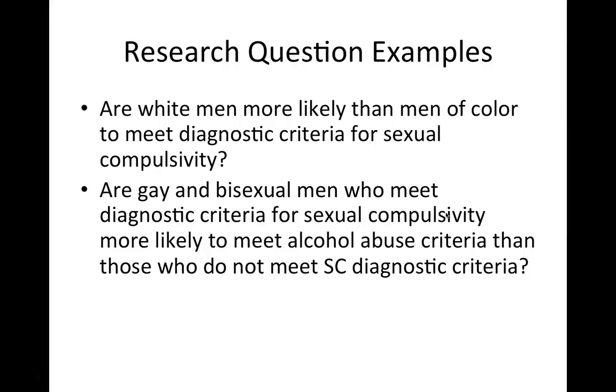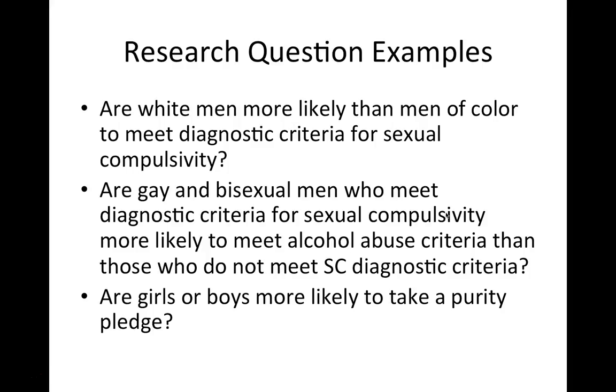Are gay and bisexual men who meet diagnostic criteria for sexual compulsivity more likely to meet alcohol abuse criteria than those who do not meet sexual compulsivity diagnostic criteria? So this would be a situation in which we have 4 cells of people, those who do and do not meet criteria for sexual compulsivity, and those who do and do not meet criteria for alcohol abuse symptoms based on the AUDIT. As we talked about with the AUDIT before, a score of 8 or above is often considered indicative of alcohol abuse. So we could split people up according to that continuous score and then end up with a categorical variable, and we could compare and see if sexual compulsivity diagnosis is independent of alcohol abuse diagnosis.